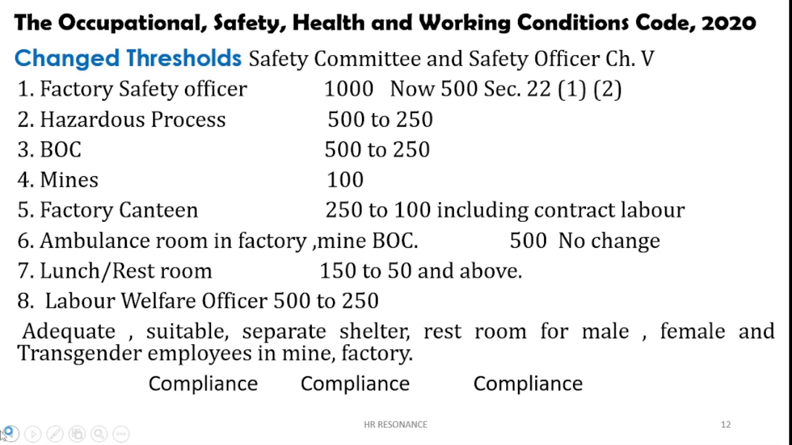Lunch and restroom in factories, earlier it was 150. Now it has come to 50 and above. That way it is good. Cost factor: the employer has to create infrastructure for the welfare of the employees. Labor welfare officer, earlier it was 500. Now it is 250, so that the welfare officer's status and function is strengthened and good employment opportunities are created. Sarve janaha sukhino bhavantu, because employees' welfare has to be taken care of, thereby aligning to the goals of the establishment.